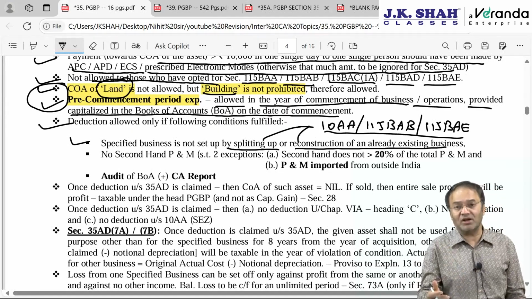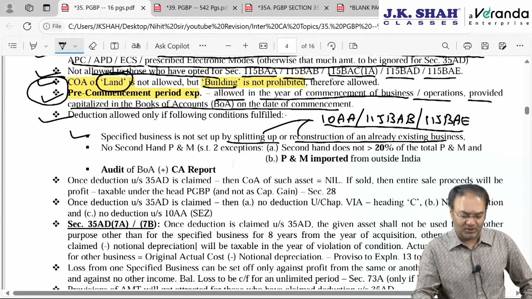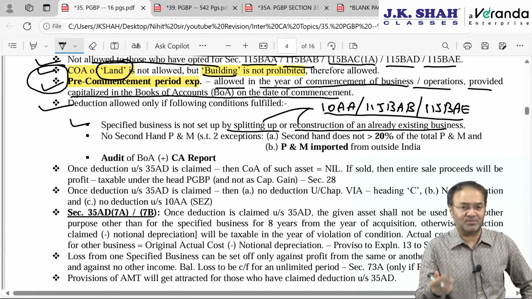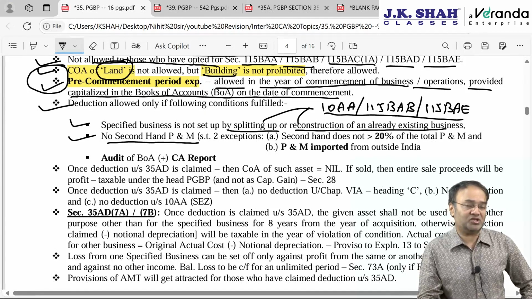Or there is an amalgamation, Dabur amalgamates with this Baba Ramdev company, Patanjali. None of them will be eligible because they have already started off with this business prior to introduction of this section. Very important condition, second hand plant machinery not eligible.